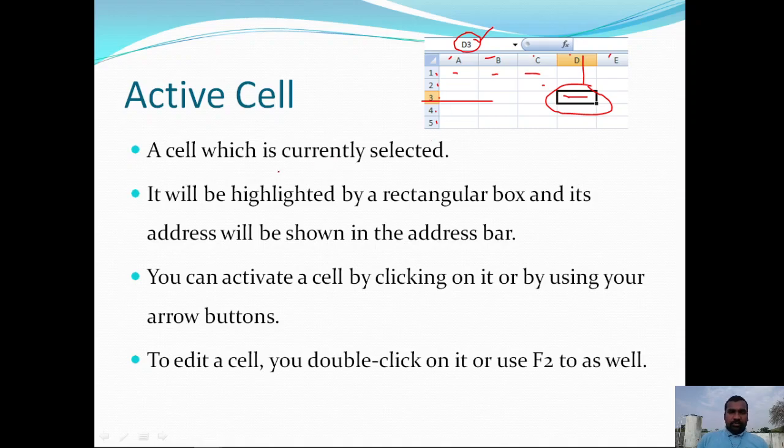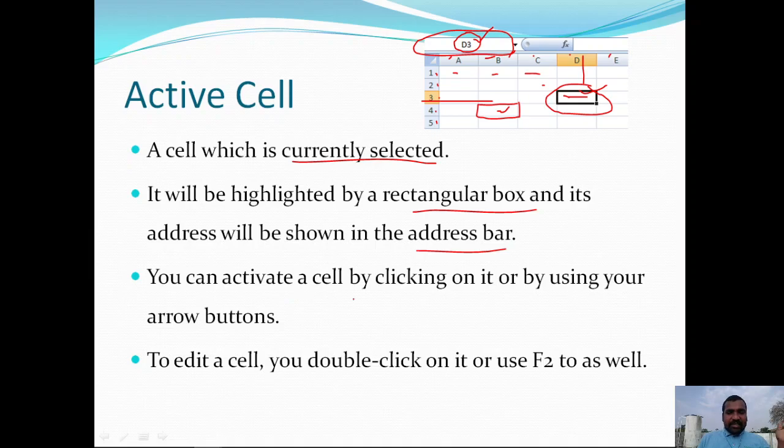Now let us discuss the theoretical part. An active cell is a cell which is currently selected. For example, if I press the mouse left button here, then this cell becomes an active cell and this one becomes an inactive cell. It will be highlighted by a rectangular box and its address will be shown in the address bar. So this is the address bar. In the address bar, the cell address is going to be displayed.